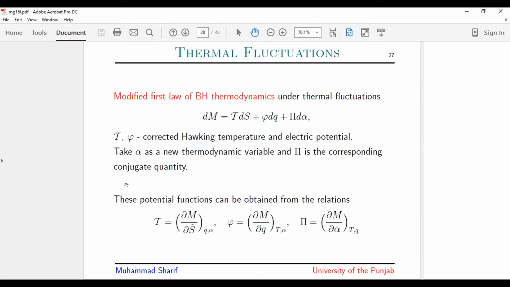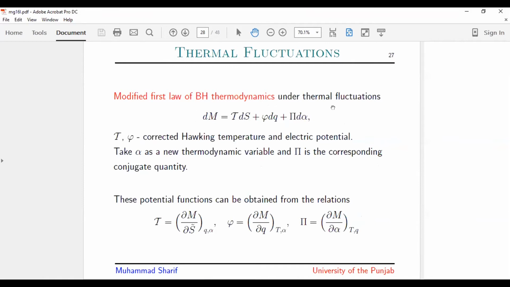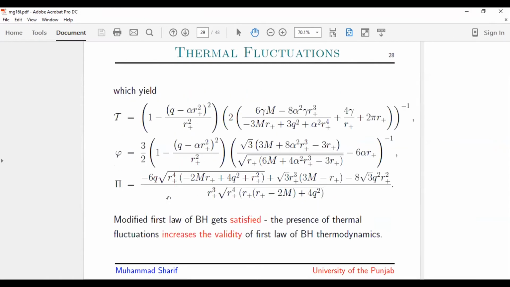We can define these potential functions in these forms, and when we insert the values of m and other parameters, other functions, we obtain these values in this form. When we insert these values in this expression, we can see that this expression is satisfied. This means the modified first law of thermodynamics is satisfied.